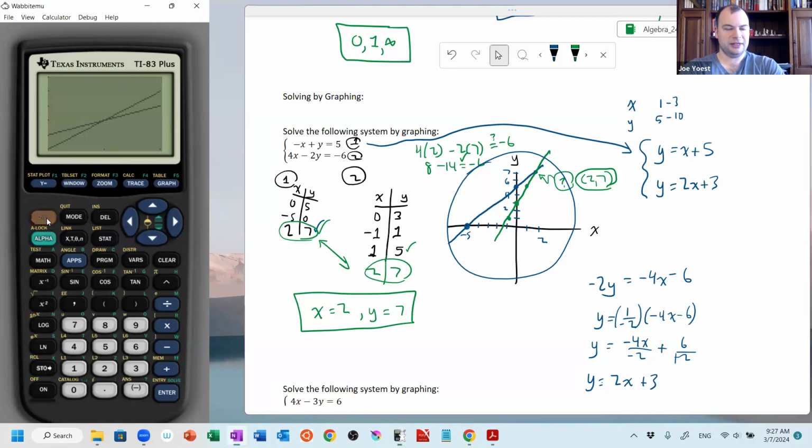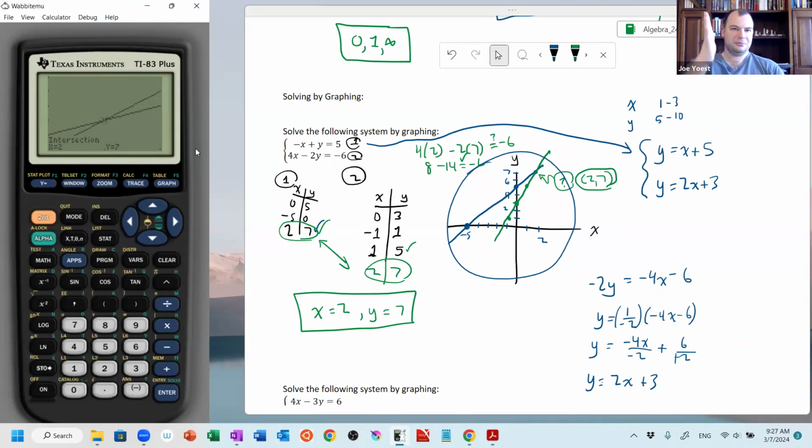And if I wanted to verify that, I could do second calc, go into the calculate menu, hit 5 to select intersect. What's my first curve that I'm looking for? Y1 equals x plus 5. That looks good. My second curve, y2 equals 2x plus 3. That looks good. My guess. And it returns my intersection of 2, 7.